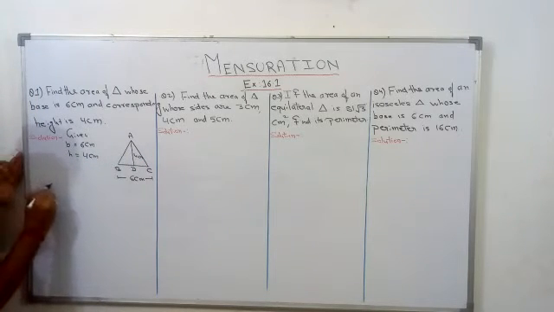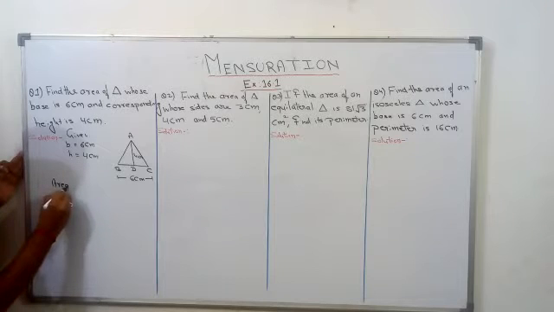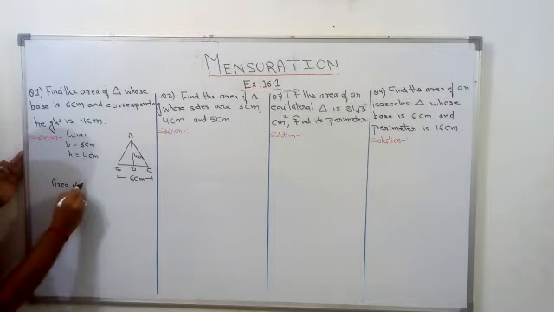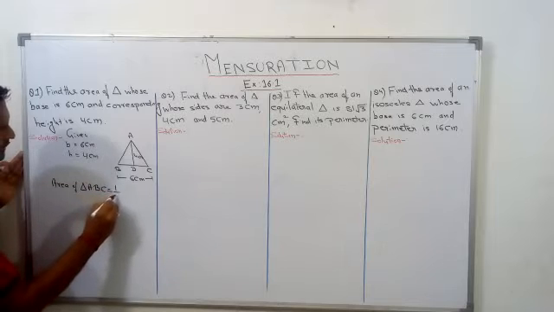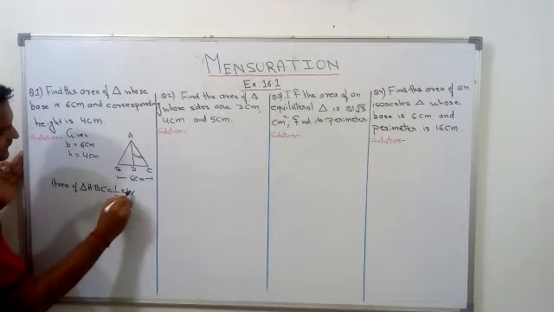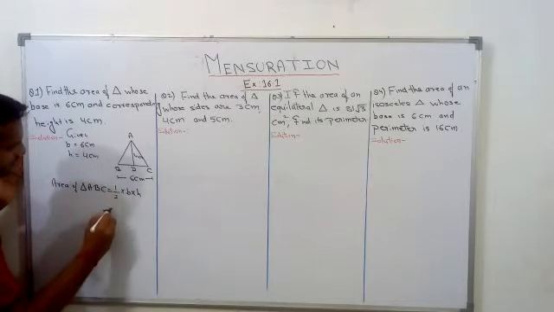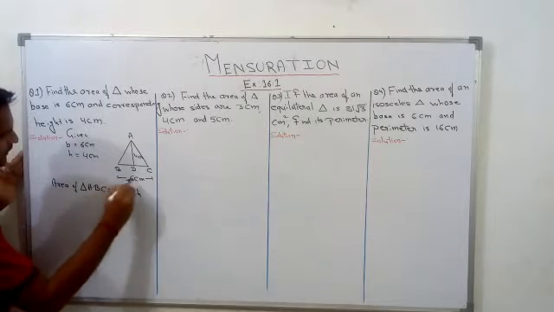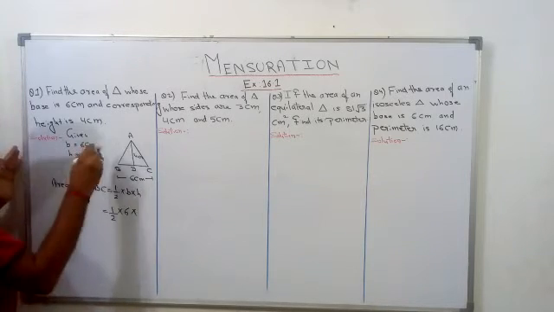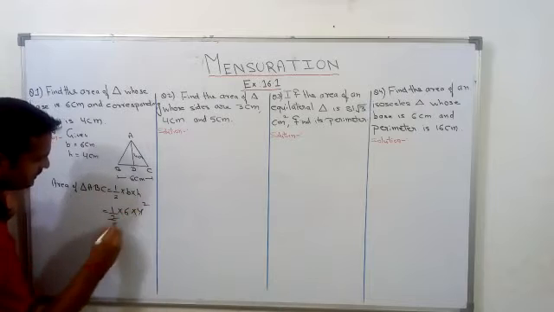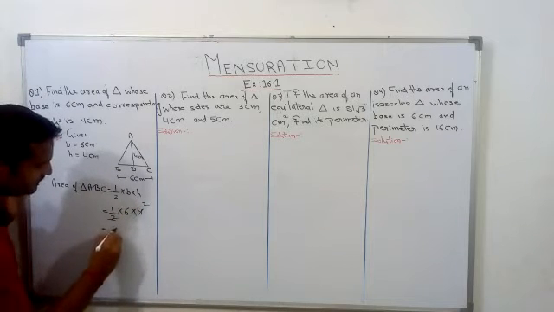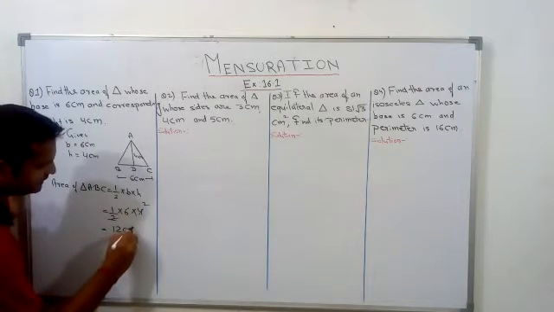Therefore, area of a triangle ABC equal to 1 by 2 base into height. 1 by 2, base 6 cm, height 4 cm. Answer will be 12 cm square.